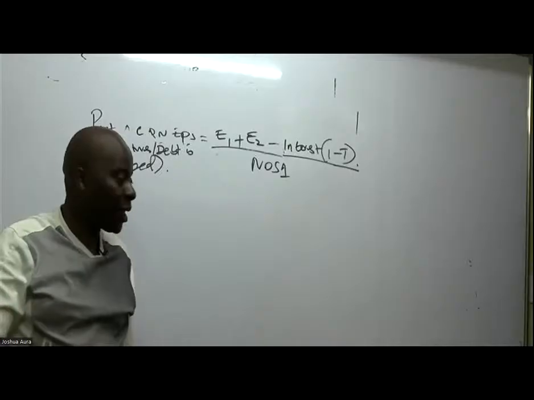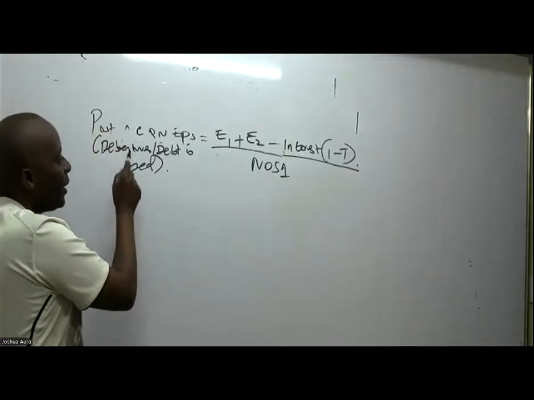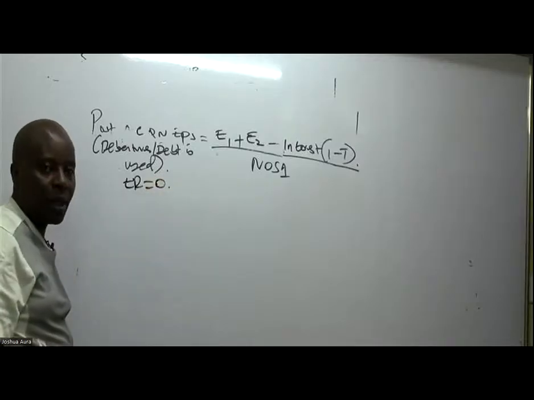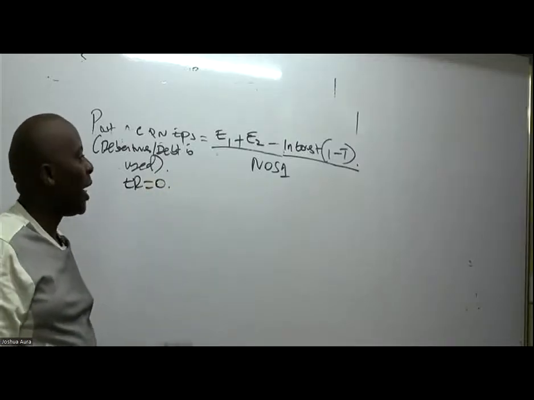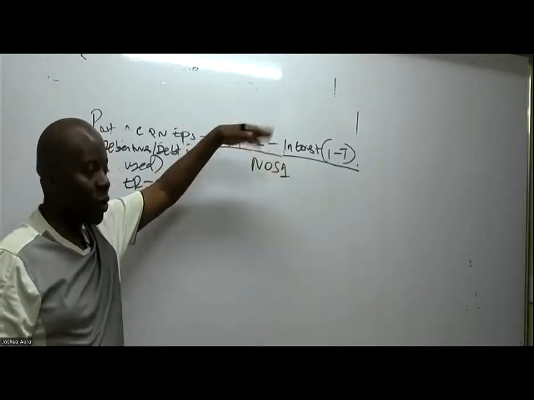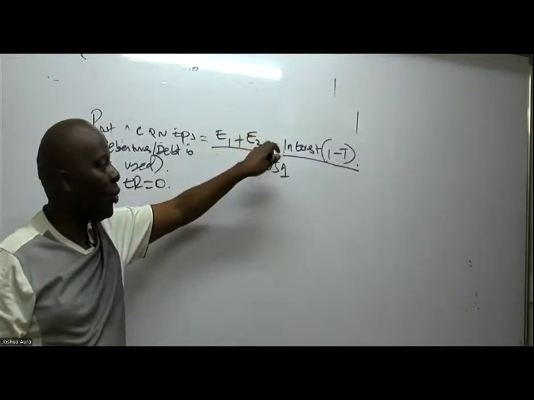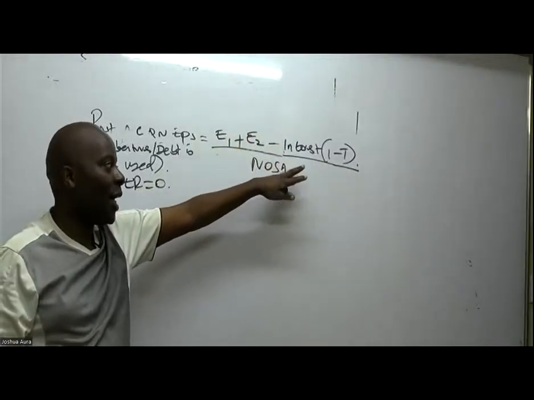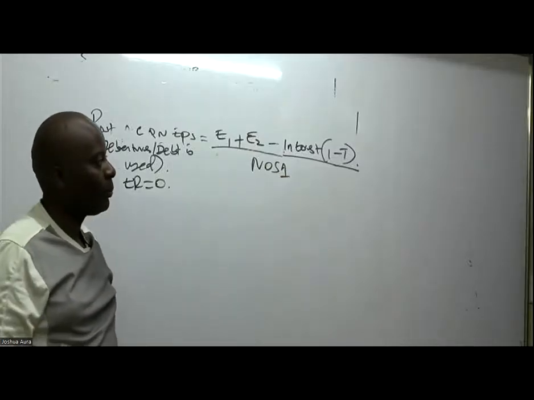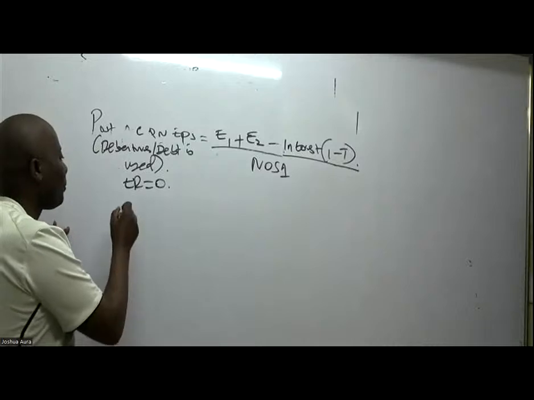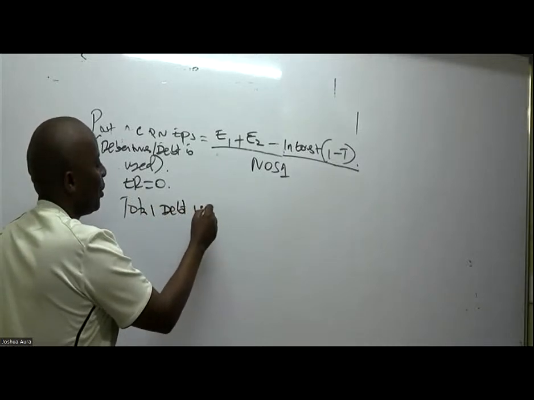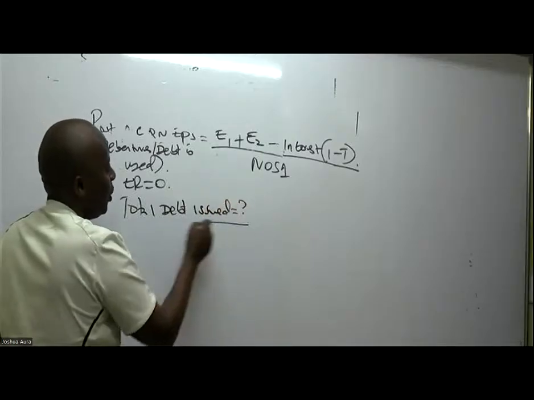So the key thing: if debentures are being used, the exchange ratio is 0. Very, very important. And because debt is being used, interest must reduce my total earnings, but that interest has to be after tax. So kindly come here and give me the total debt issued.